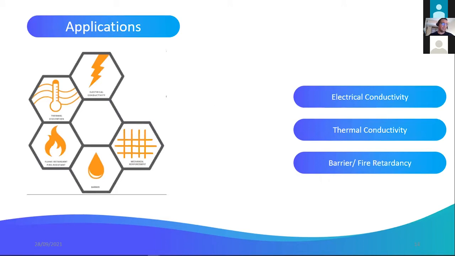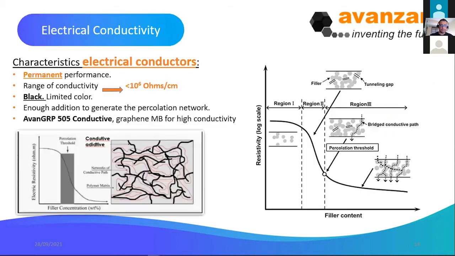Okay, in the case of the application of graphene in rubber, I would like to focus on electrical conductivity and thermal conductivity, and other types of application like gas barrier or fire retardancy. If we now focus on electrical conductivity, the characteristics of these black solutions are, one, the color, of course, black. The performance is permanent, and they are focused more on the conductive range lower than 10 to the power 6 ohms in resistivity terms.